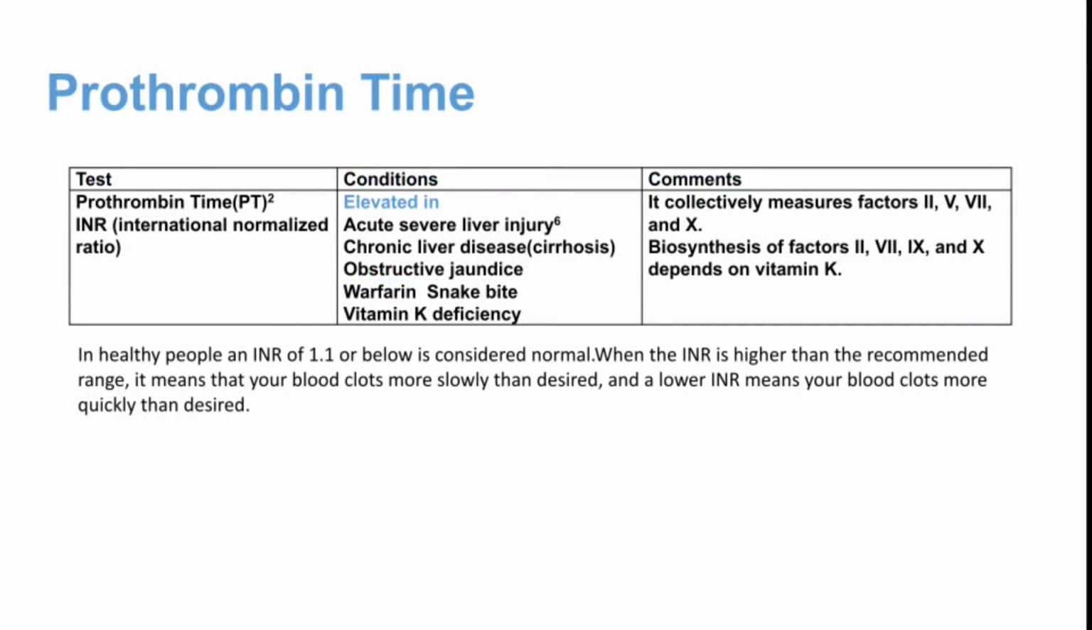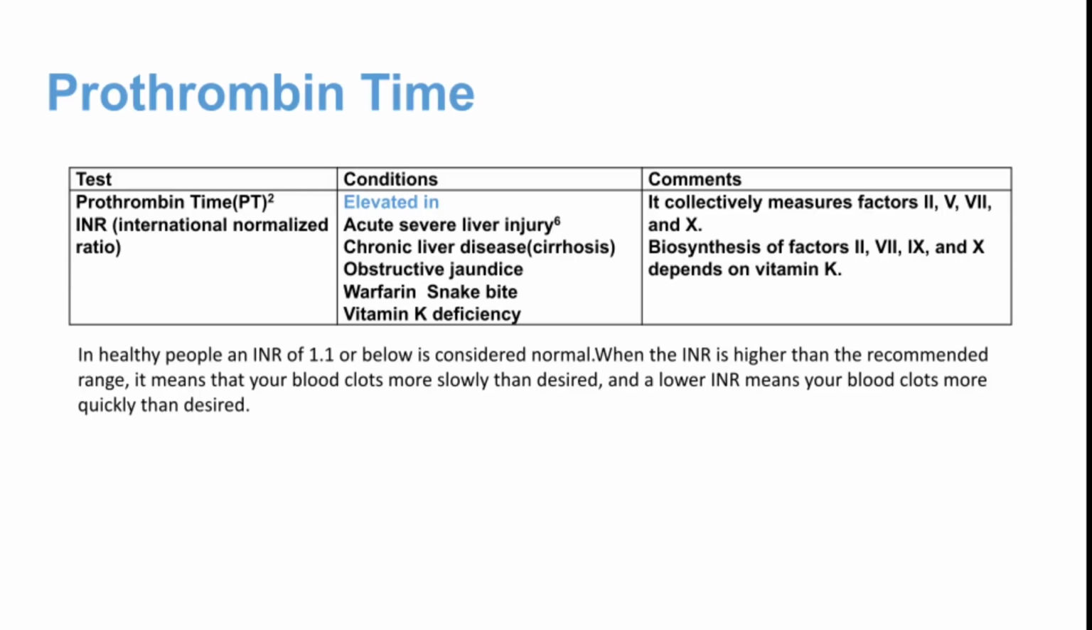Next important investigation for liver disease is prothrombin time. Whenever the liver is not functioning, prothrombin time can be elevated. It's a test for bleeding tendency, prothrombin time, and INR, that is international normalized ratio. There will be a control and a patient sample. The ratio between the control and patient sample is the international normalized ratio.